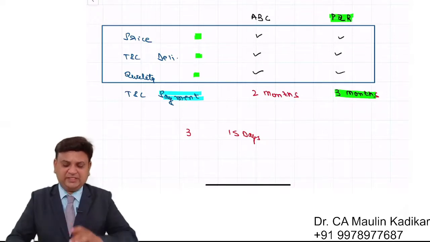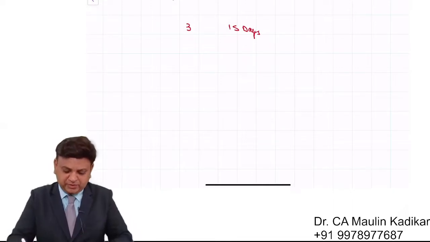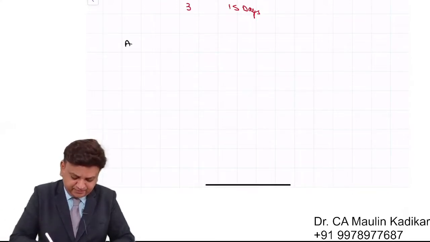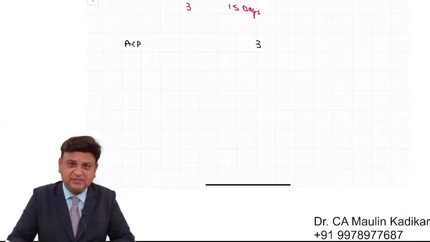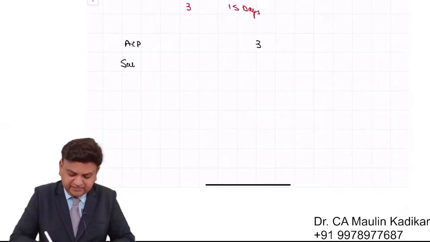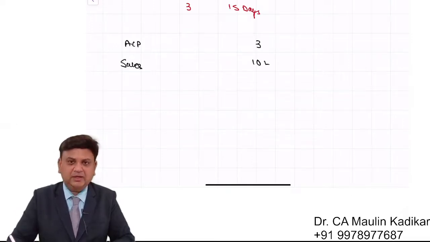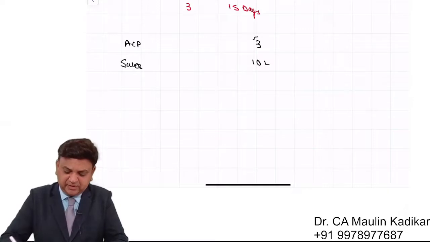This is what we understand. One more small question to all of you before we proceed further. Suppose a company offers a credit period of 3 months to the customer, and the sales of the company are, just as an example, 10 lakhs. The company is considering that instead of 3 months, it should offer a credit period of 4 months to the customers.